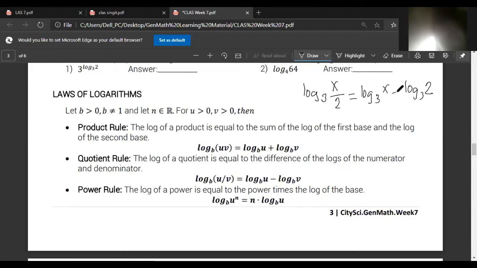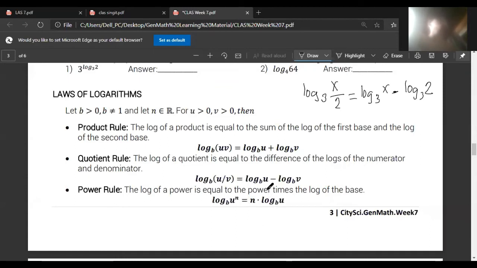Ayun na yung palatandaan, class. Pag division, usually over. So, x over 2, ibig sabihin yung fraction bar kapag logarithm ay minus. Makes sense, di ba? So, yun siya. Sige, lastly, we have power rule.